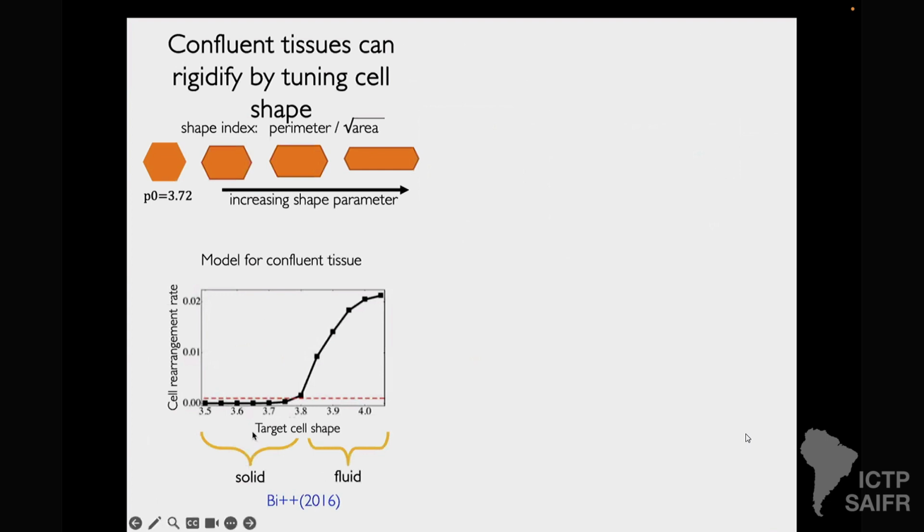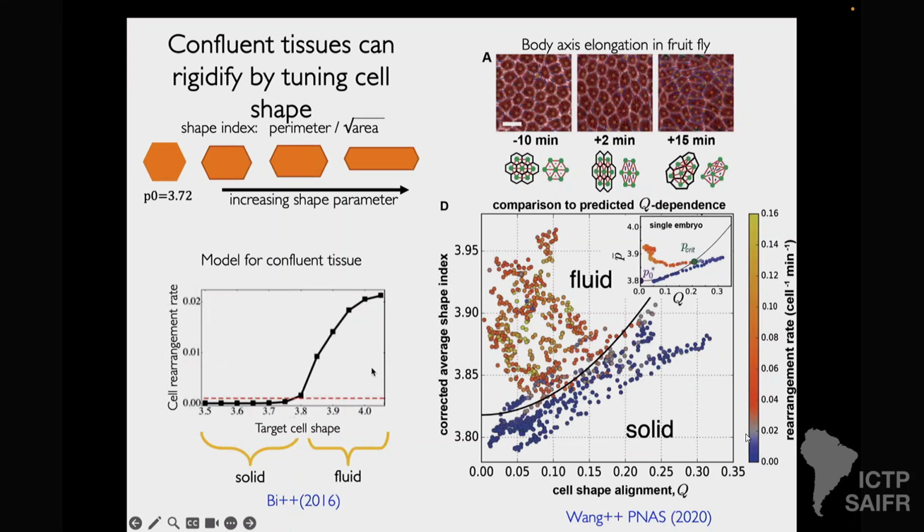And what you see is that if the cell shape is below a characteristic value, then the cells don't change neighbors and the system behaves like a solid. And if you're above that critical value, the cells change neighbors and you have behavior like a fluid. Okay, and so again, for this talk, I'm not going to go through the details, but I just want to highlight that this type of model, even though it's extremely simple, makes quantitative predictions that actually match what is seen in developing embryos.